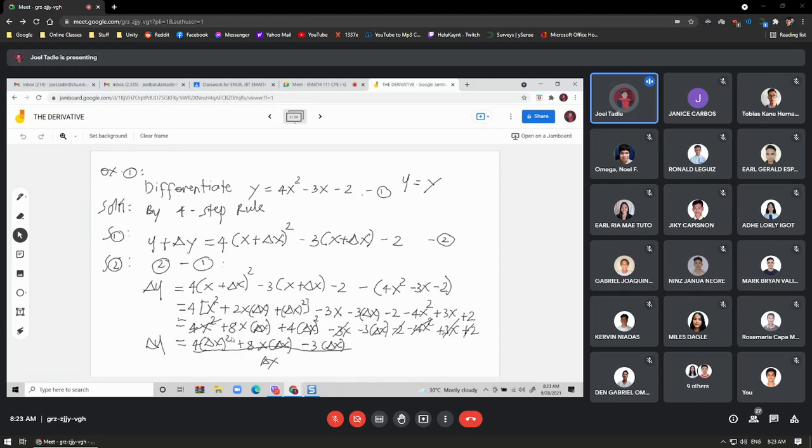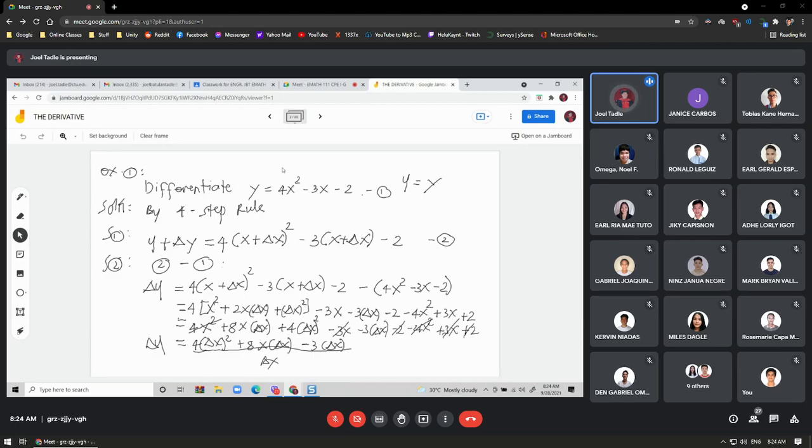Then we combine similar terms. So 4x squared minus 4x squared is similar, but the result is 0. So we cancel out. Then the negative 3x and the positive 3x are also similar. So the result is 0. Then the negative 2 and positive 2 are cancelled out. That is 0. So the remaining expression, guys, is 4 delta x squared plus 8x delta x minus 3 delta x. So that's our delta y.